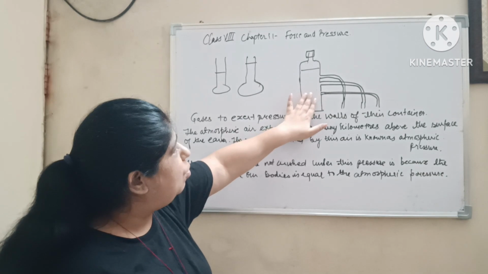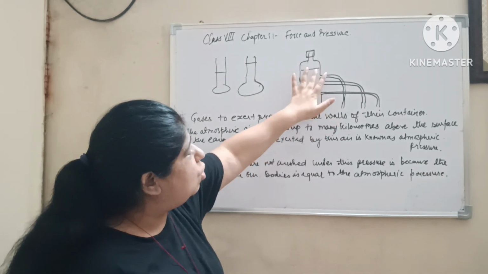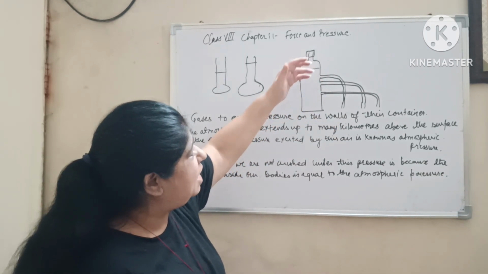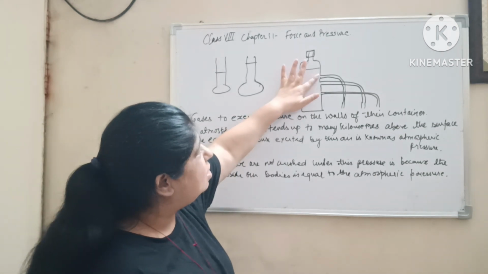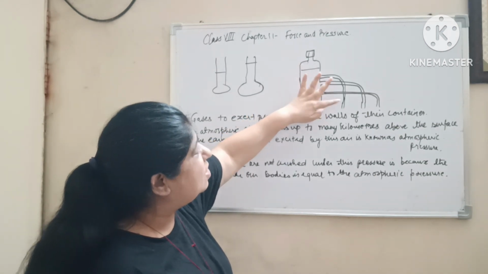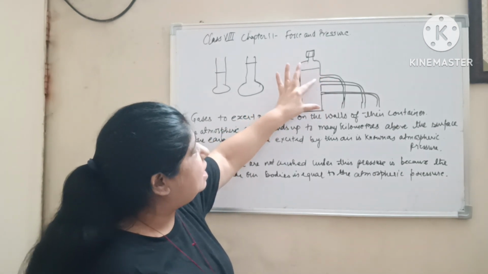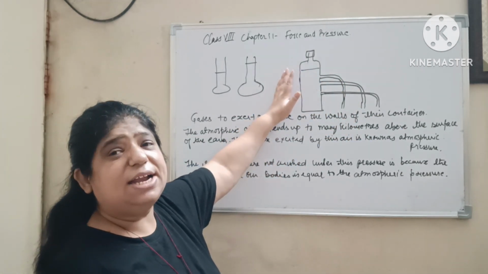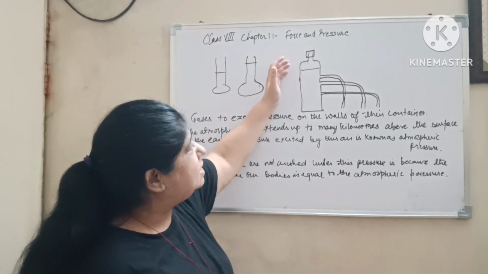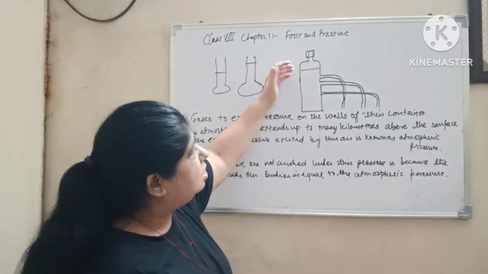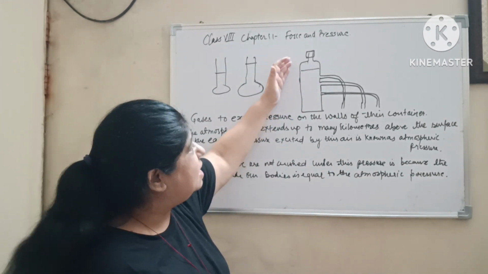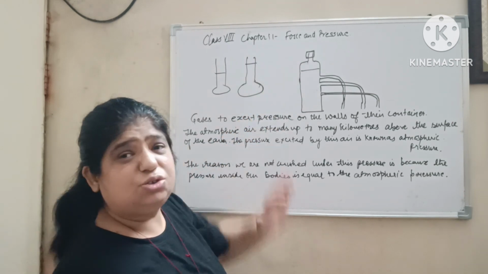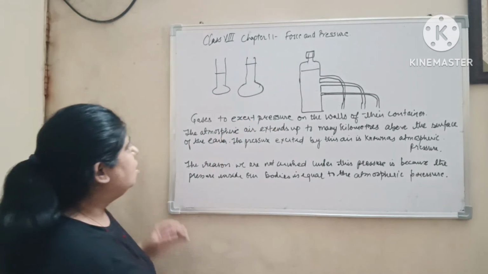Now take a bottle and put holes at different heights. The higher hole gives less depth of flow, and the lower hole gives more. This shows that the liquid exerts pressure, and as the height increases, the pressure decreases.